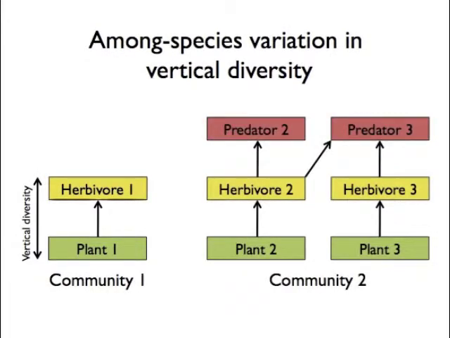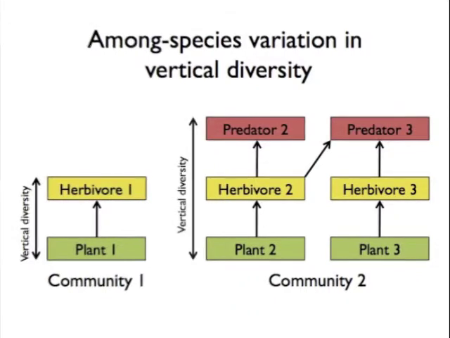Community 2 has 3 trophic levels, predators, herbivores, and plants, so its vertical diversity is 3 levels high. Since Community 2 has 3 trophic levels, while Community 1 has only 2 levels, Community 2 has a greater vertical diversity than Community 1.